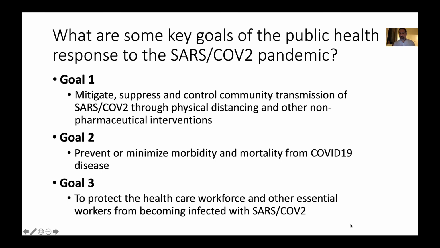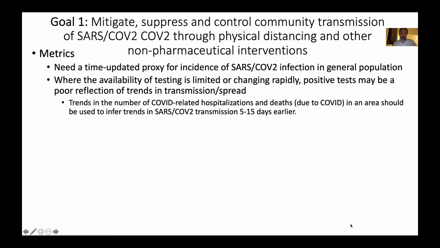And then we went through the process of thinking, okay, if these were the goals, what are some of the important metrics? And that would, of course, drive some of the surveillance goals that health departments might move forward. So thinking about this goal by goal, right? For community transmission, you really need a time-updated proxy for incidence of infection in the general population.